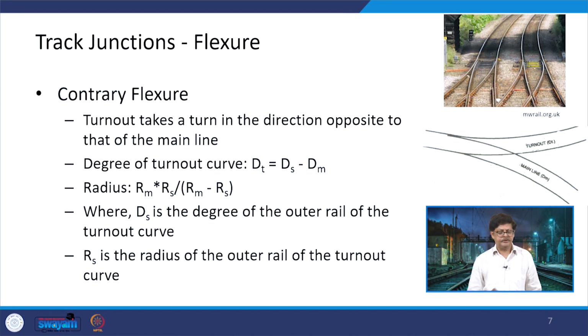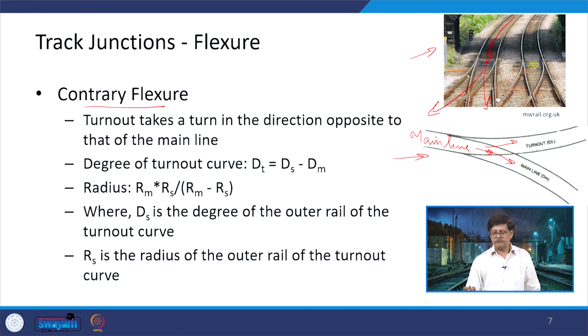The other type can be the contrary flexure. Now, in the case of contrary flexure, as you can see here, the main line is coming from this side and then it allows movement in two directions. One is a turnout, or maybe a branch line, which is coming out of that main line. If you see in the photograph at the top, a main line is shown here, and it keeps going in this direction with the curvature, but there is another line which is coming out of it.